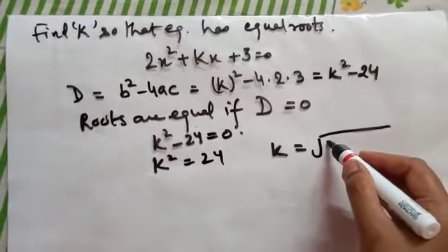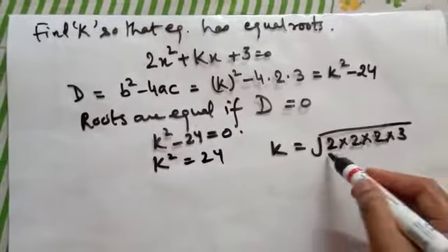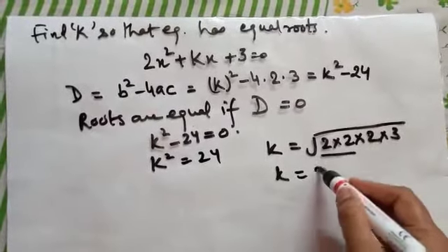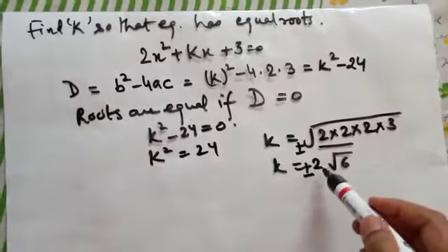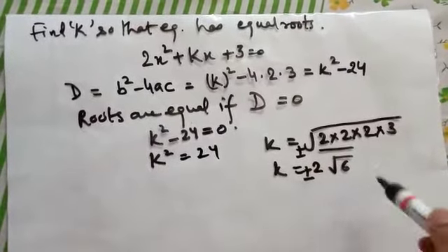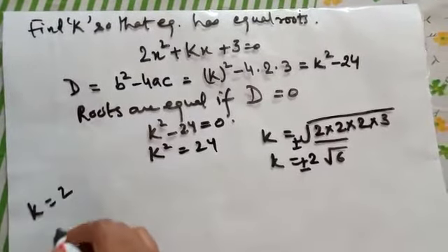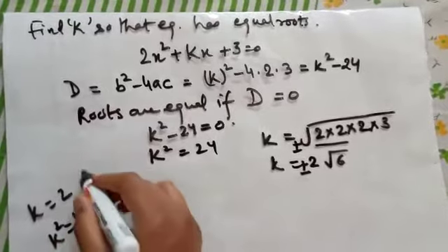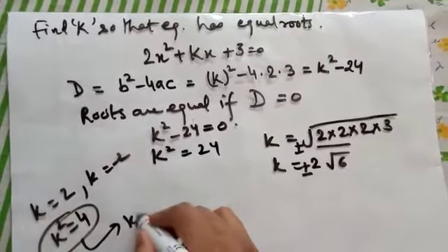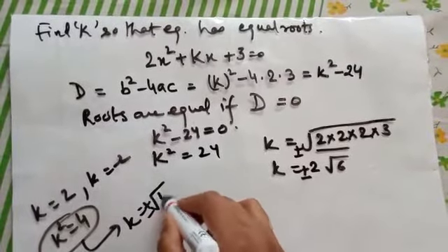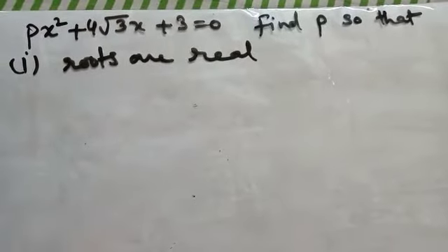So 4, we can write 2 2s are 4, 4 2s are 8, 8 3s are 24. So that means now take this out. So k is equal to 2 root 6. Now it will be plus minus, because plus minus 2 root 6 whole square is 24 and minus 2 root 6 whole square is 24. Like if I say k is equal to 2, even then k square's value is 4. If I say k is equal to minus 2, even then k square's value is 4. So whenever I take square root, I have to use this symbol plus minus root 4 so that I get all the answers.